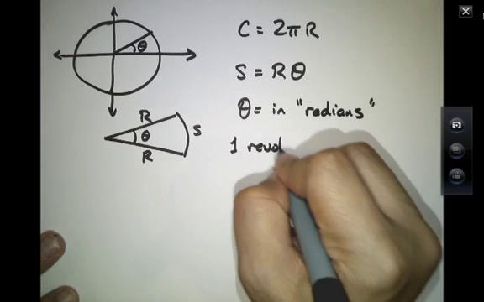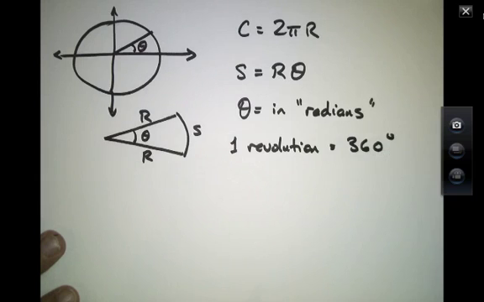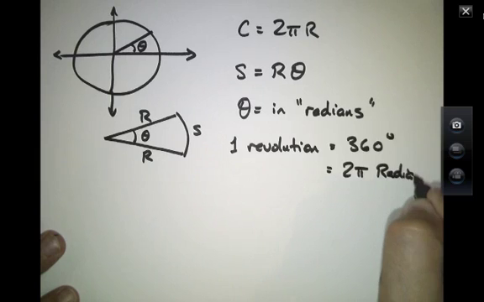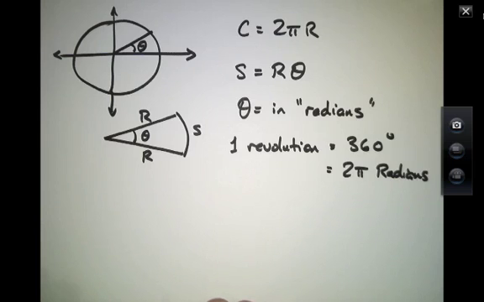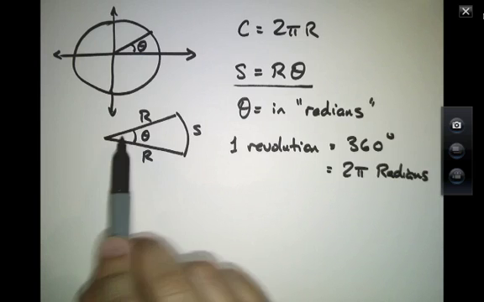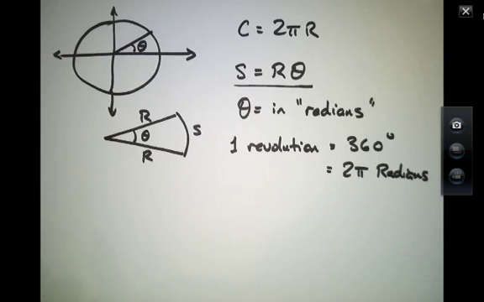One revolution we know to be measured in 360 degrees, but it's also equal to 2 pi radians. So this expression works as long as I measure theta in this new unit. If theta is less than 2 pi, then I have a wedge like so. If it gets up to equal to 2 pi, then I have one revolution, and I'm back to 360 degrees, and I get what I expect, that the circumference is 2 pi r.